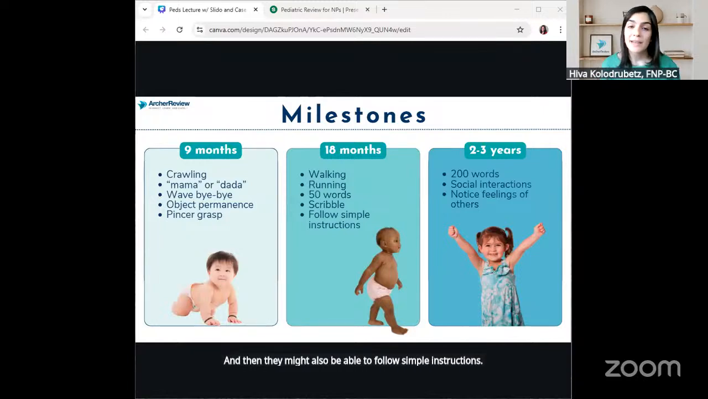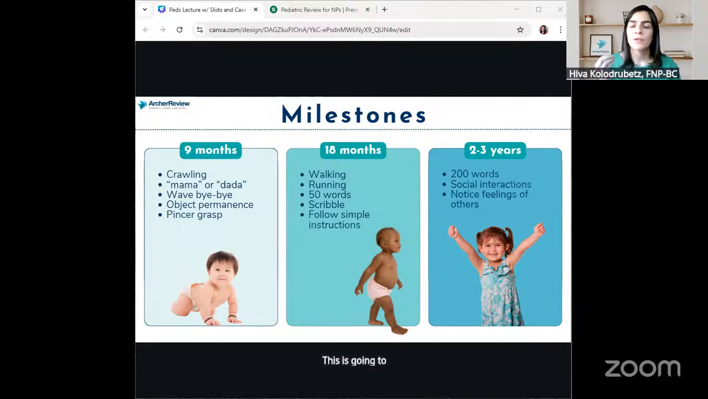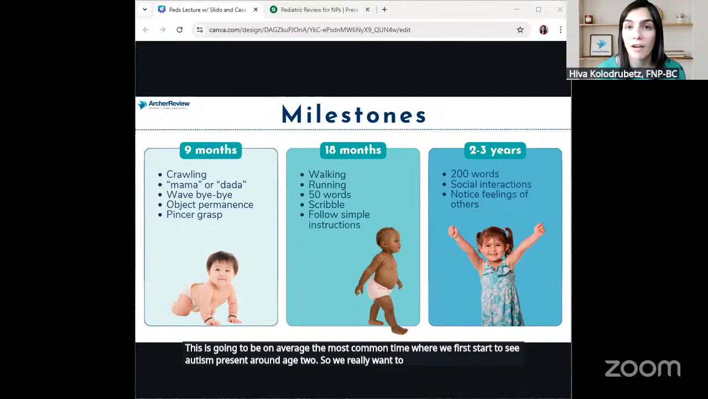By 2 to 3 years, we're really getting into those preschool years. And again, we see a huge explosion in words of on average 200 words. They really become chatterboxes, which is really wonderful to see. And then we also want to be watching for that social interaction and asking those questions, right? This is going to be on average the most common time where we first start to see autism present around age 2. So we really want to know when we have that kiddo in our office, what is this child doing on average during the day? How much interaction are they getting with their peers?